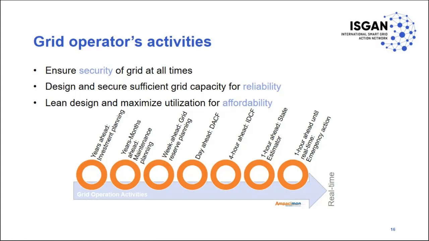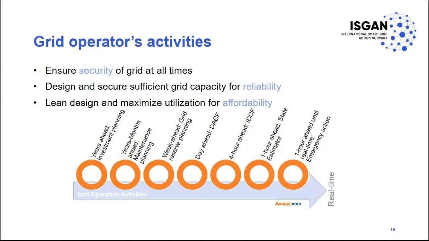And also to aim for a lean design and maximum utilization that results in delivery of affordable electricity supply. This means to make sure there is sufficient grid capacity to access cheaper sources of energy. These are universal mandates for all grid operators. For specific regions, there may be additional mandates like ensuring transition to carbon-free energy sources.